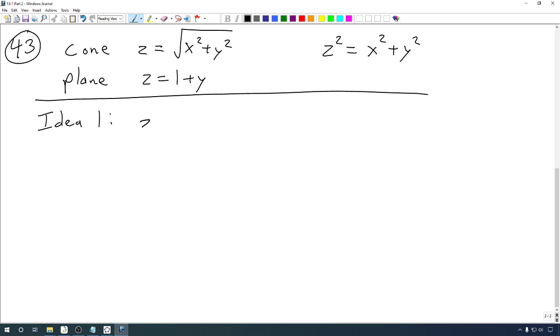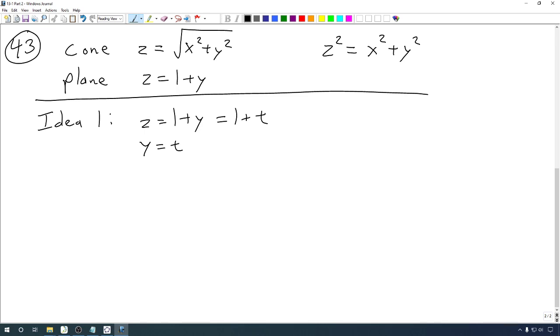But I'm going to start with the idea of our plane. So we have z equals 1 plus y. How about we call y t? If we do that, so if y equals t, then z is 1 plus t. We get very easy, simple equations for y and z already.